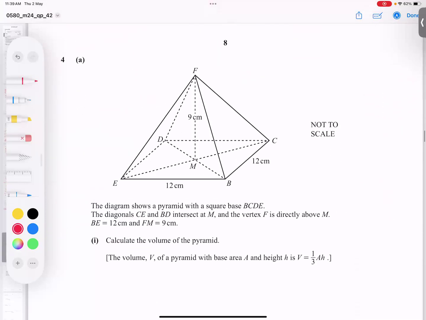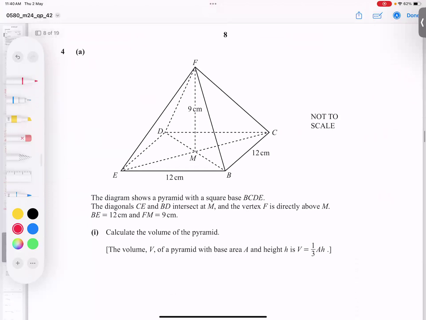Question number 4. What is question number 4? He said, find the volume of a pyramid. How to find the volume of a pyramid? The basic formula, we have what? Let me write the formula. 1/3 base area into height.